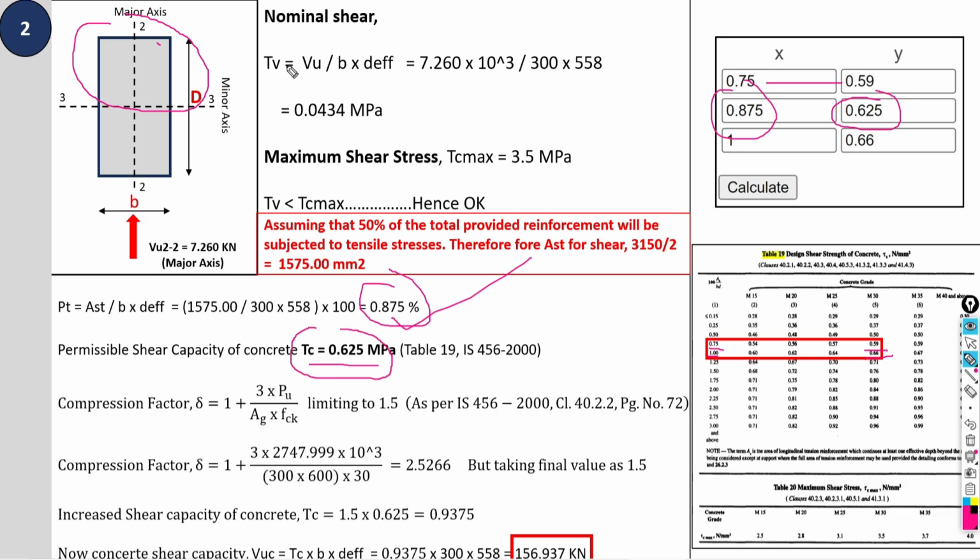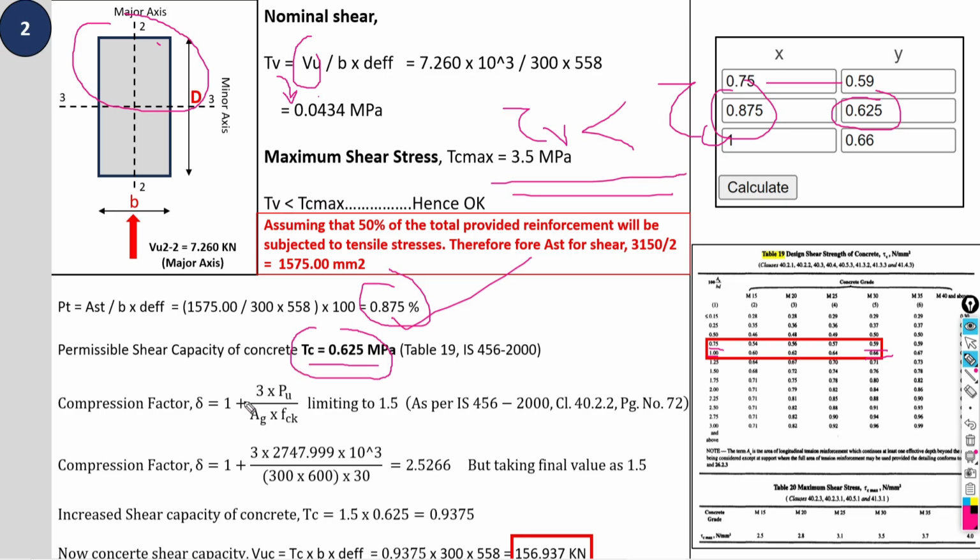Done. Now this is the capacity of resistance, and this is the stress which is going to be developed due to the shear force. If we compare, tau v is less than tau c, so our design is safe. But my dear friend, if this value comes out to be more than tau c, in that situation we have one more option for the shear capacity of concrete.